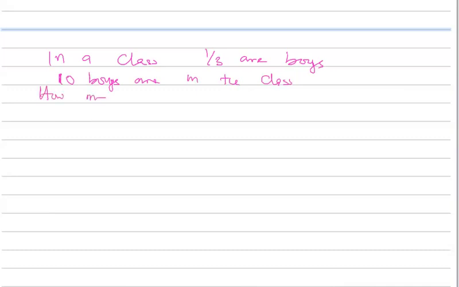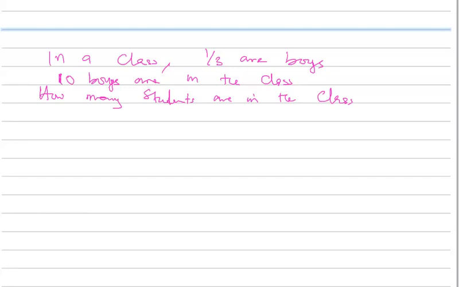So they say that in the class, one over three are boys and 10 boys are in the class. How many students are in the class? Can you see this question? In a class, 1/3 are boys and 10 boys are there. How many students are in the class?